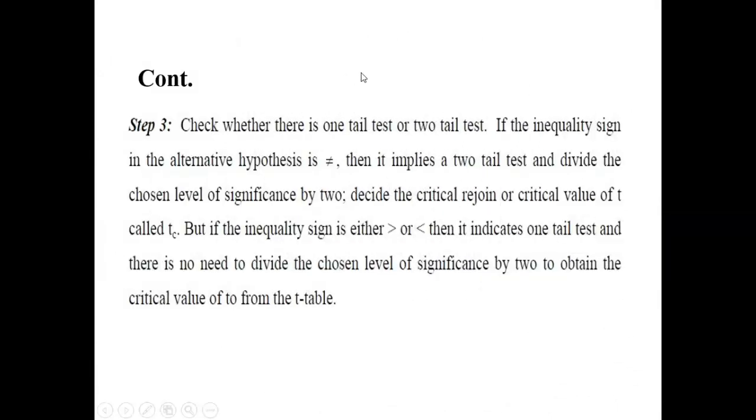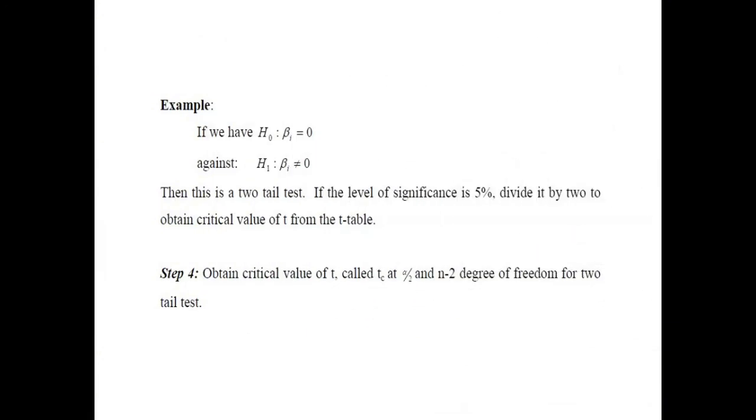The next step is to check the type of test now. It is important to know one tail test and two tail test. For example, if the inequality sign in the alternative hypothesis is equal to or different from, this implies a two tail test. If it is greater than or less than, it is a one tail test. If the greater than or less than sign is present, it is a one tail test. If this sign is present, it is a two tail test. So checking which test we use is the third step, before using the test.